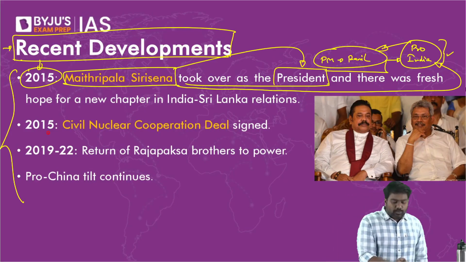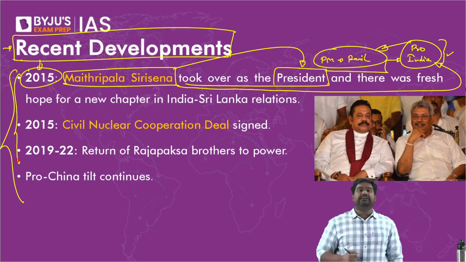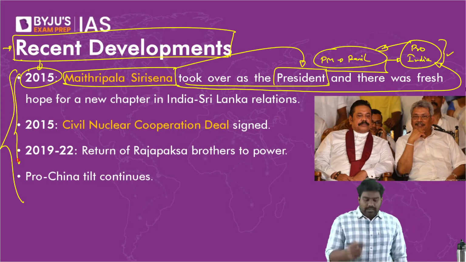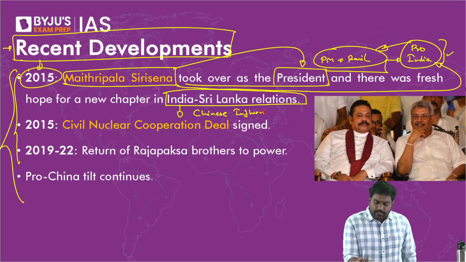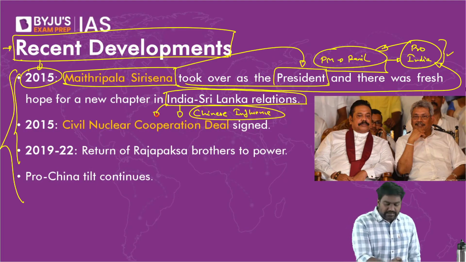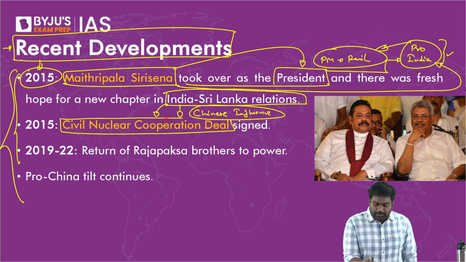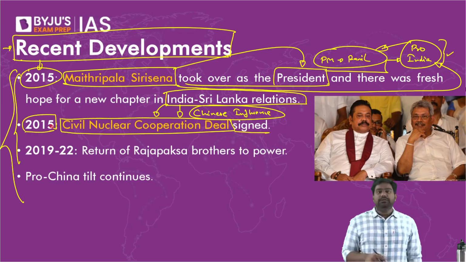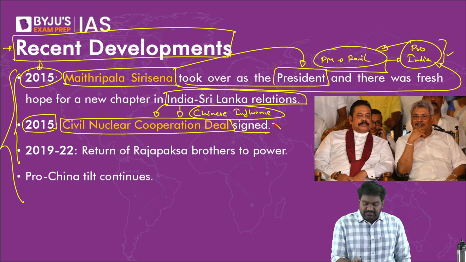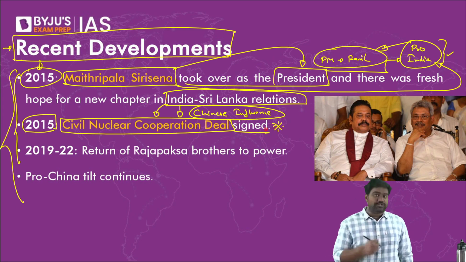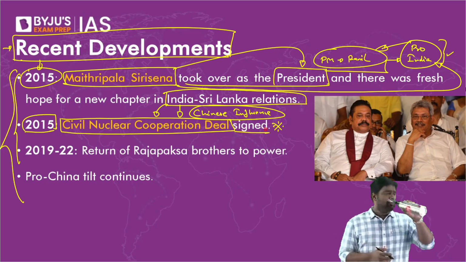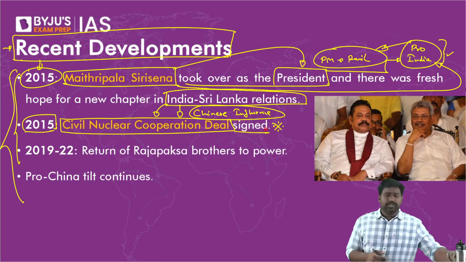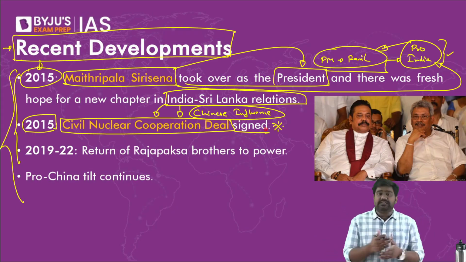So from 2015 to 2019, again, positive developments started happening. Immediately, India started countering the Chinese influence. We managed to counter the Chinese influence. And we signed a historic civil nuclear cooperation deal in 2015. This is the first and only civil nuclear deal we have signed with a neighboring country in South Asia. Is that clear? We don't have a civil nuclear deal with any other neighboring country. So Sri Lanka became the first South Asian neighbor with whom we had a civil nuclear deal.